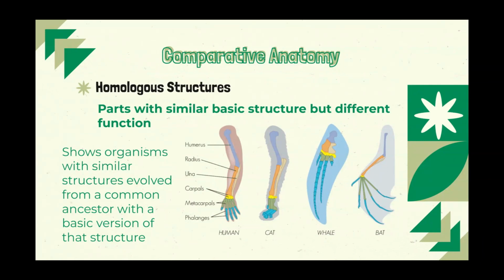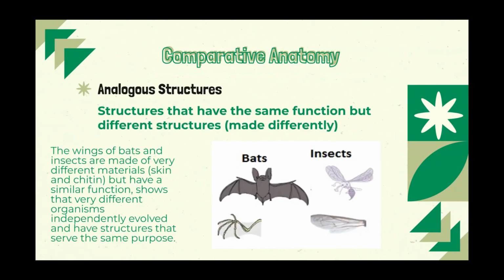Humans use our arms to move around, to grab, to lift. We don't use them to walk like cats do. We don't use them to swim like whales do. And we don't use them to fly like bats do. So the function is different, but the structure is the same.